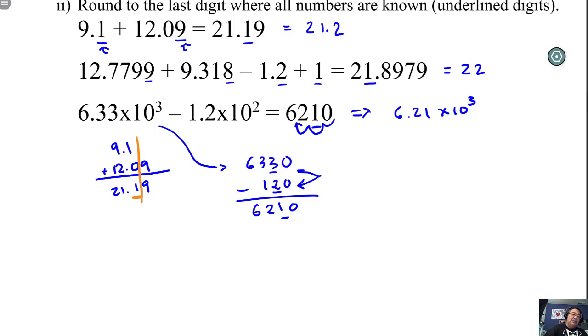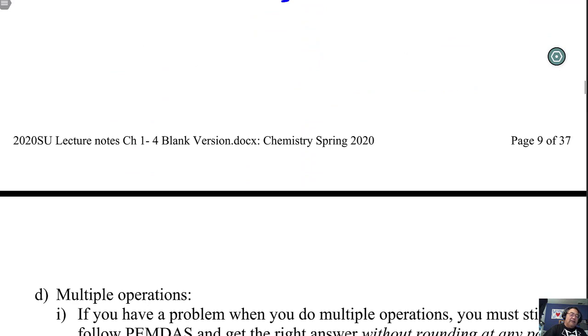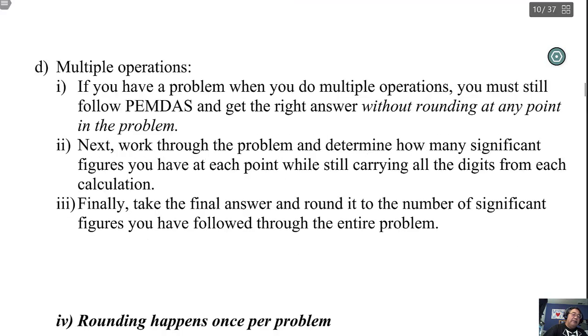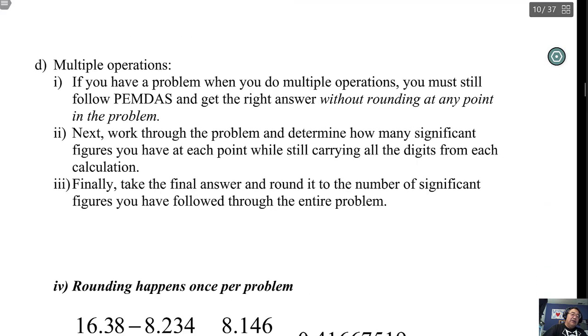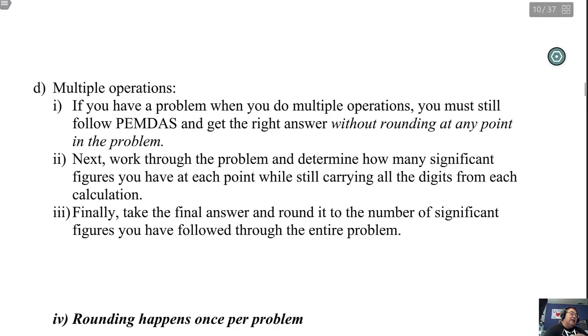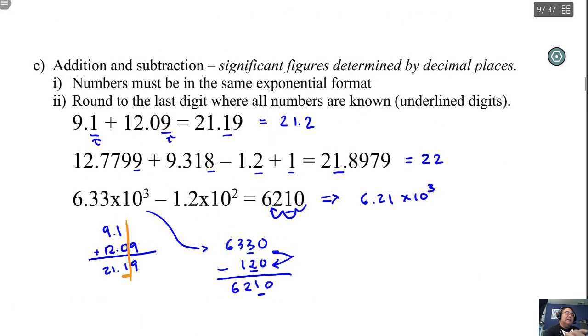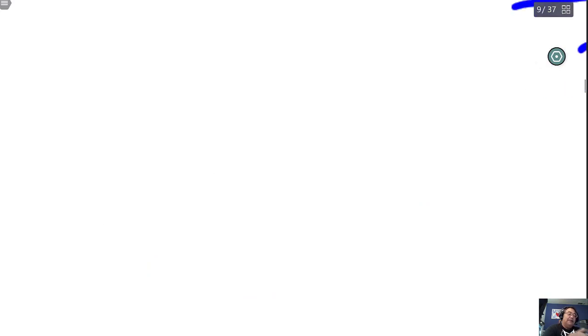And so now what I'd like to do is show you some examples of where you have to follow the orders of operation. And I'm going to read some of this to you. I know you can read yourself, but I'm going to read some of the important parts, right? You still follow PEMDAS and you get the right answer, and you don't round it anywhere during the problem. So you know how here I got an answer and I rounded, right? When you're doing something that involves multiple operations, you don't round until you get your final answer.